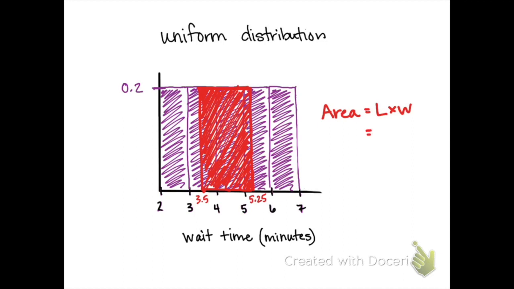The length of this rectangle is the distance from 3.5 to 5.25, which would be 1.75. And the width of that rectangle, or the height, would be 0.2. And we would multiply those together to find a probability of 0.35. So there's a probability of 0.35 that someone would have a wait time between 3.5 and 5.25 minutes. In a uniform distribution, we can find probabilities by using area of a rectangle.